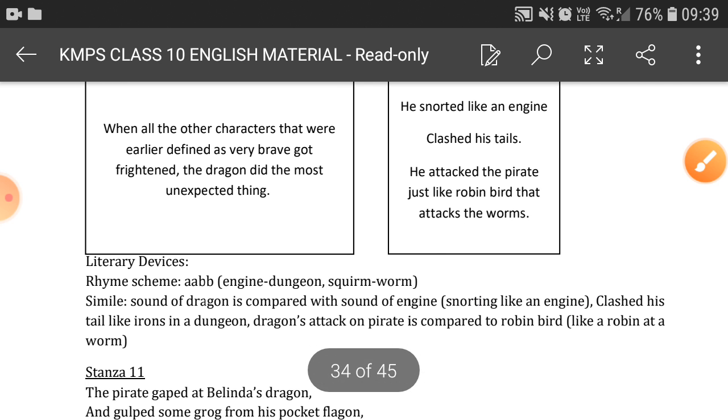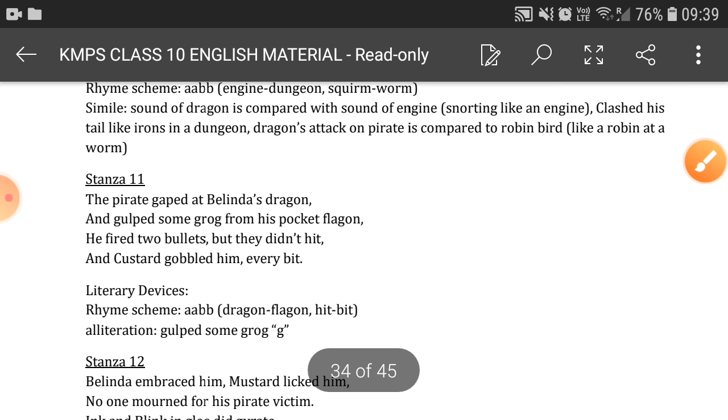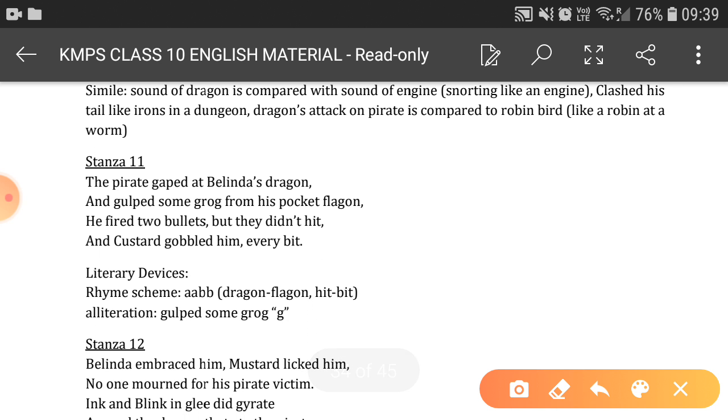In terms of literary device, it's again AABB. All through the poem this is maintained. Similarly, as I've told you, the sound of the dragon is compared to the sound of an engine. He clashed his tail like iron in a dungeon, and the dragon's attack on the pirate is compared to the robin bird. So many comparisons here make a simile. In stanza 11 again the rhyming scheme is the same, and an alliteration is done here with the letter G.